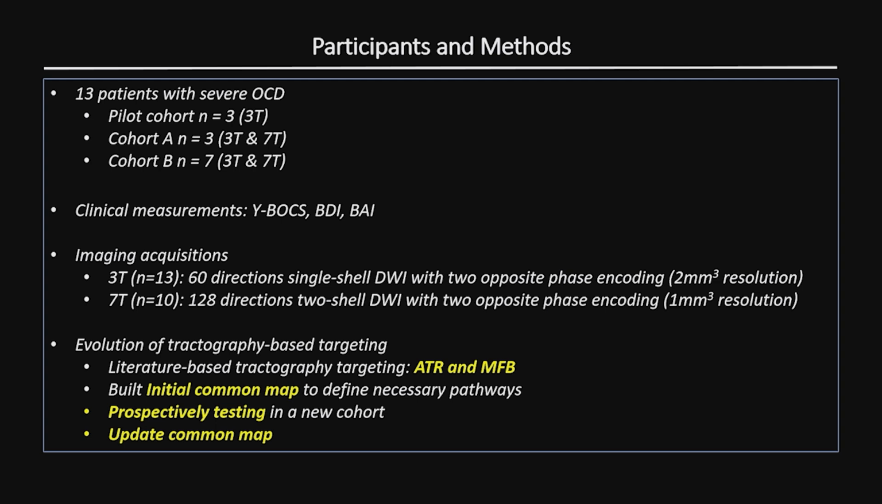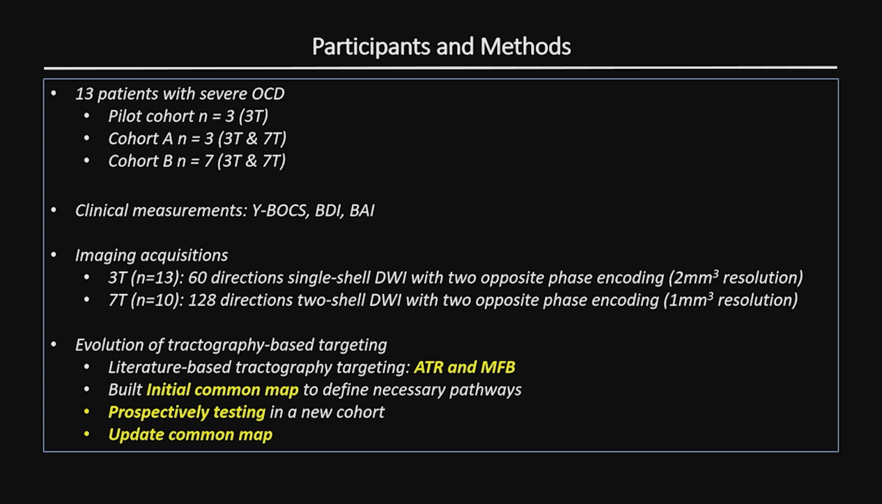We had 13 patients. As a pilot cohort, we used 3 Tesla DWI imaging from 3 patients, and then we got both 3 Tesla and 7 Tesla data. As clinical measurements, we measured Y-BOCS, BDI, and BAI scores. At 3T, we collected 60-direction single-shell DWI with 2 millimeter isotropic resolution, and at 7T, we did 128-direction multi-shell with 1 millimeter isotropic resolution.